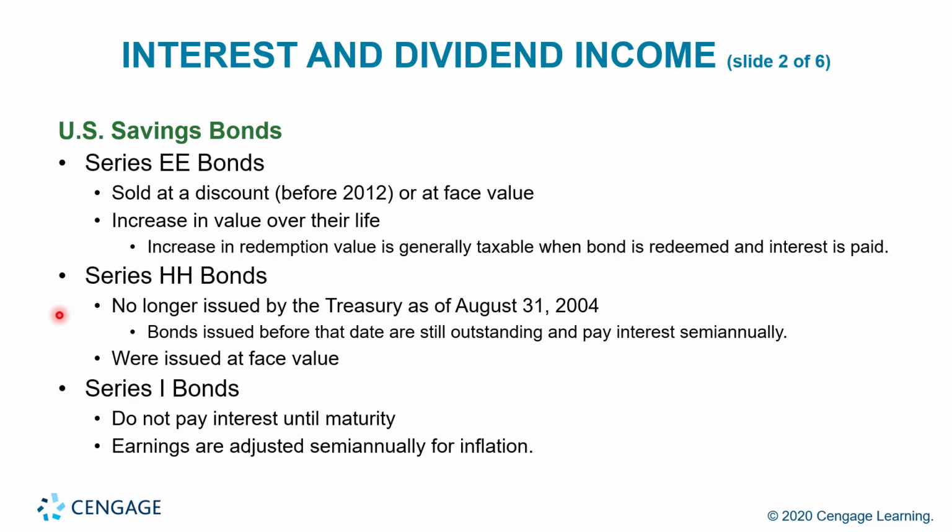And so a Series HH bond is no longer issued by the Treasury as of August 31st, 2004, but the bonds issued before that date are still outstanding and pay interest semi-annually, and they were issued at face value. And Series I bonds do not pay interest until maturity. Earnings are adjusted semi-annually for inflation.